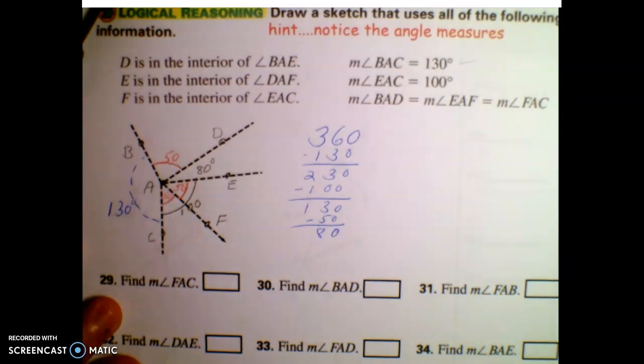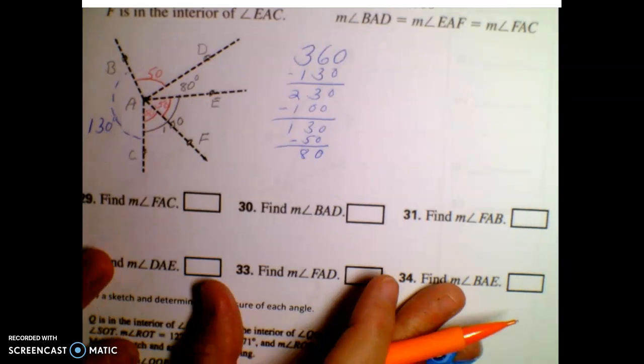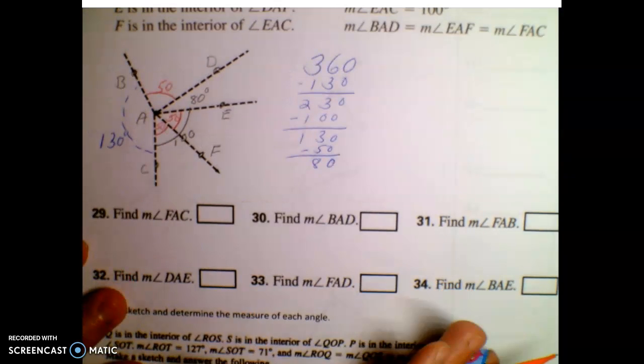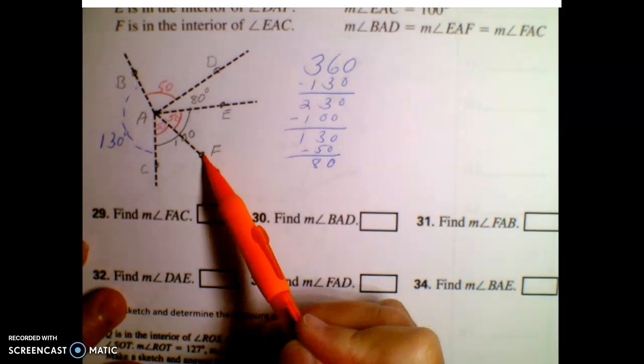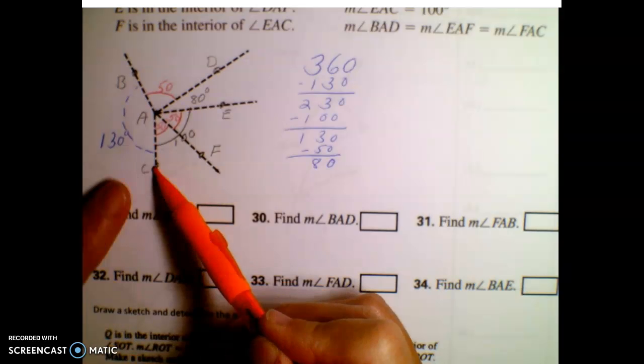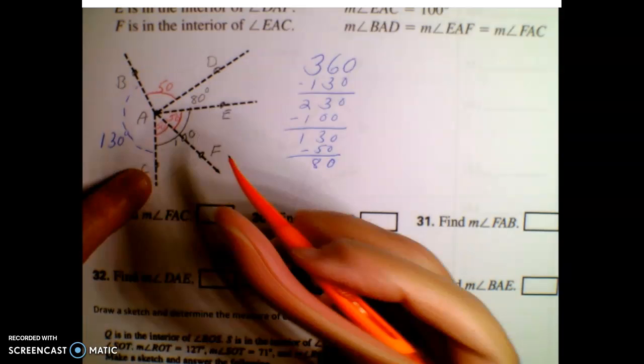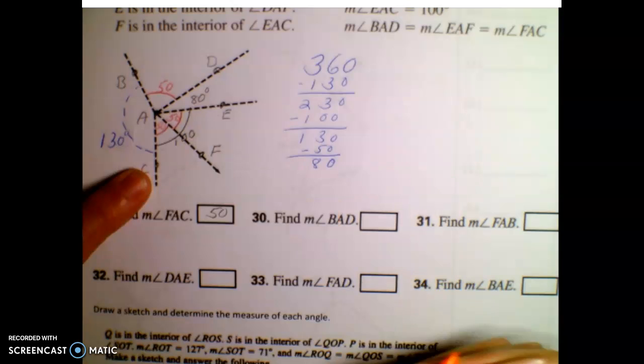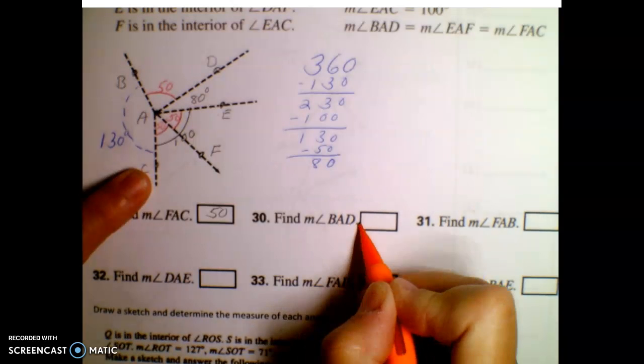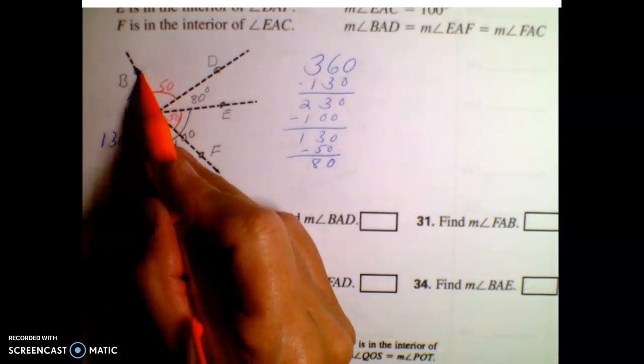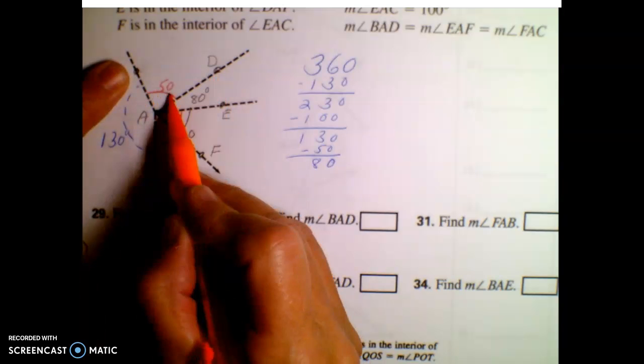So let's fill in what we know. So we're coming down here, and we're just going to answer the questions. So FAC. F starts here, goes to here, goes to here. That's this angle here, so it's 50 degrees. BAD. So B starts here, goes here, goes to here. That's 50 degrees.